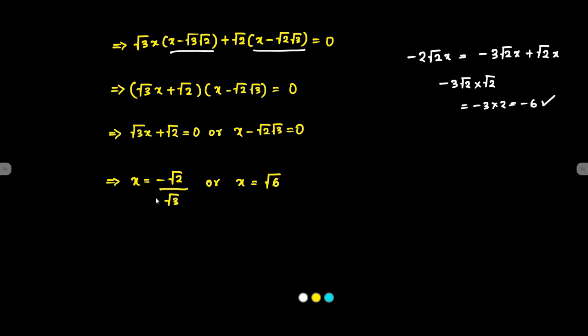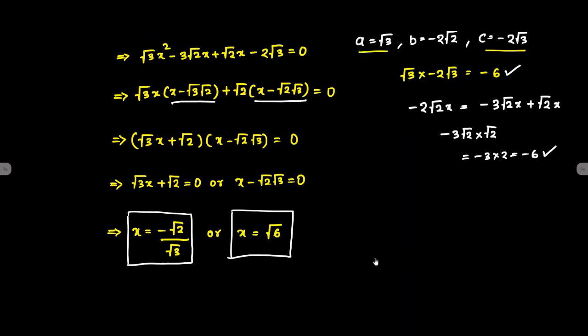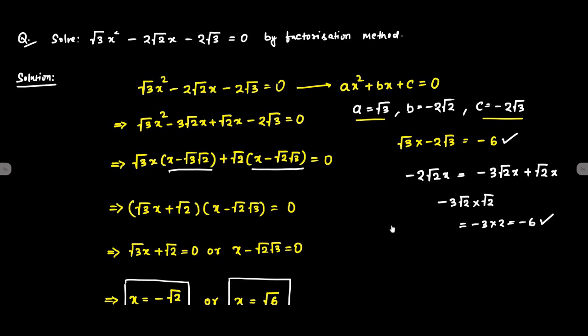So in the first case, one of the possible roots is −√2/√3, and for the second one x = √6, which is √2 into √3. So the roots are −√2/√3 and √6. This is the solution of the given quadratic equation.